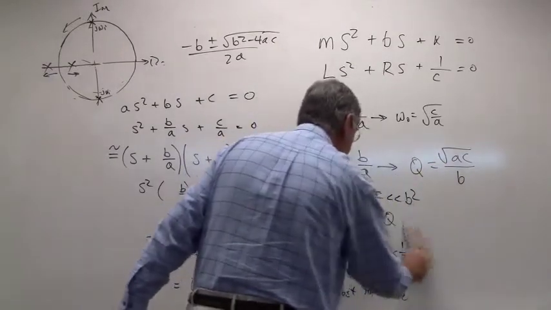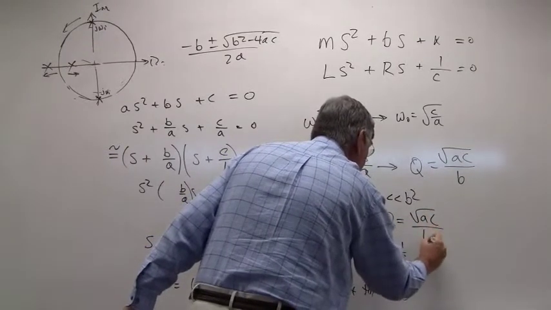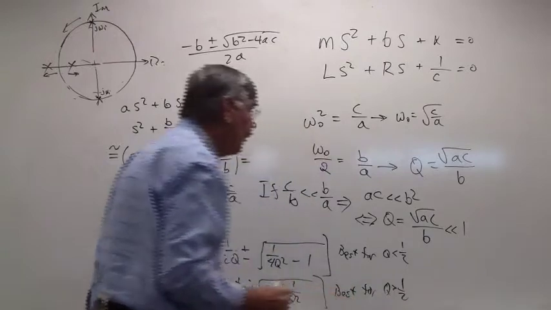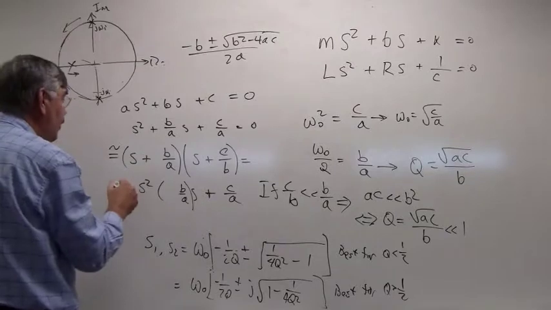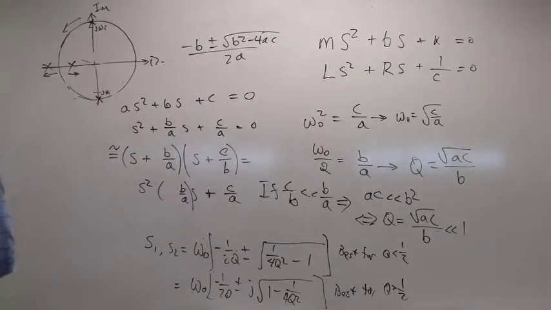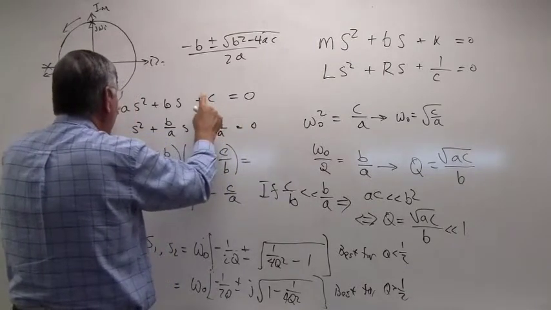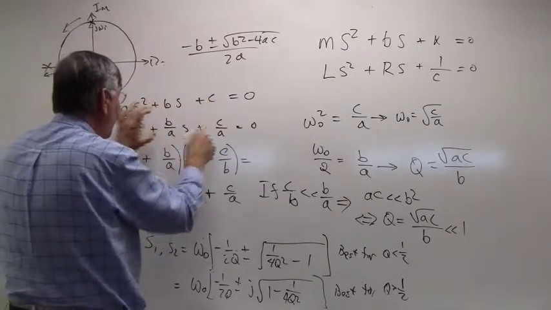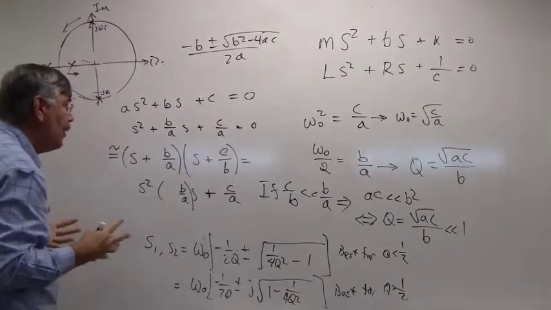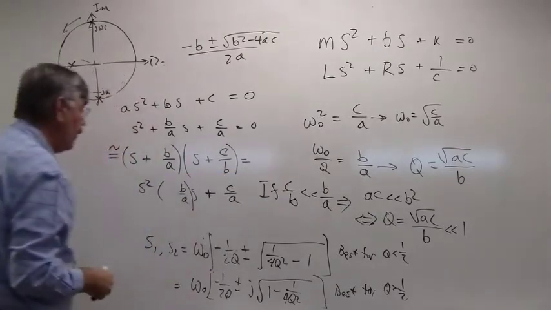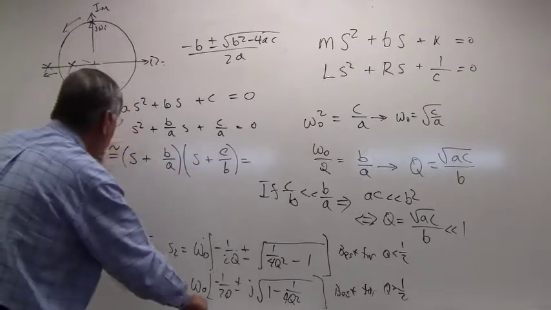So Q is equal to the square root of AC over B, and it has to be much less than 1. So for really small values of Q, we can do this approximate factorization. So let me just help you get that. You come up with this thing. You say, look, if the product AC is much less than B, if this term is relatively large compared with the product of the two outside terms, and we'll have a large Q, then what you should want to do is factor this thing this way.